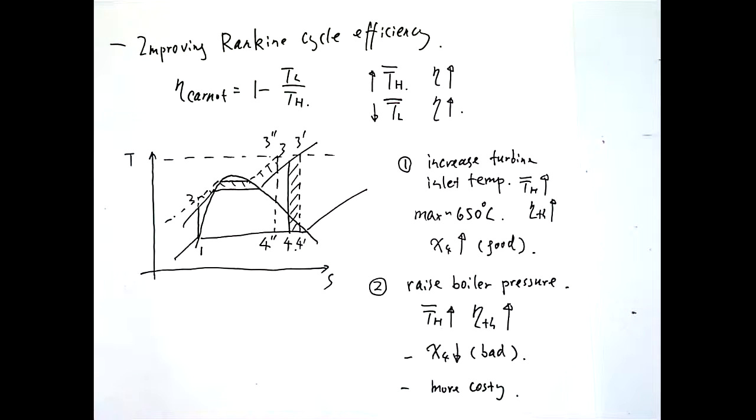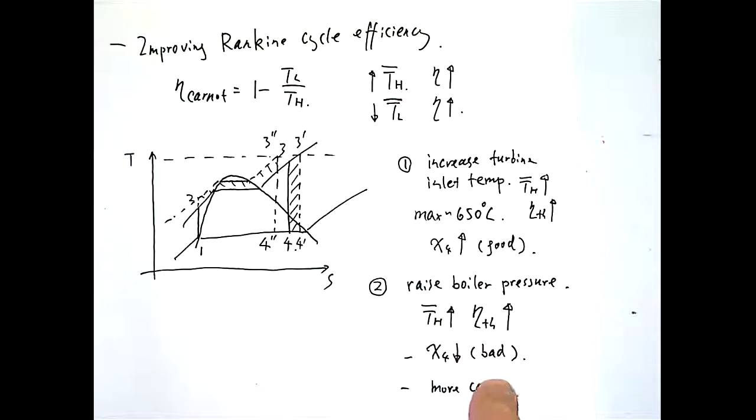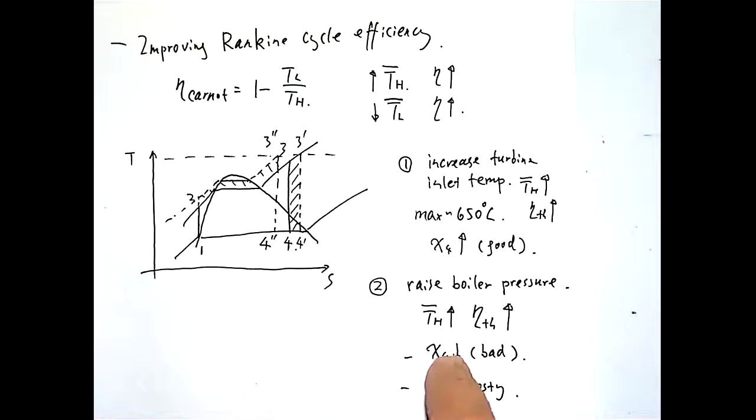But certainly for applications, people try to reach as high a pressure as possible. And to solve this poor quality problem, there is a modification that has been made to this Rankine cycle, which is called the reheated Rankine cycle. And we are going to discuss that in a minute.